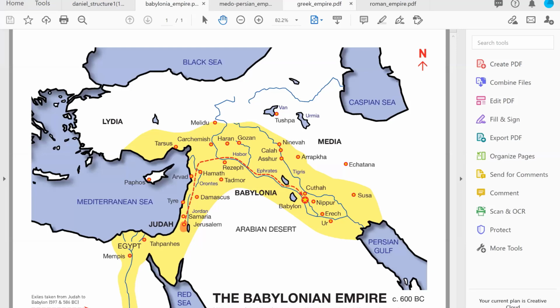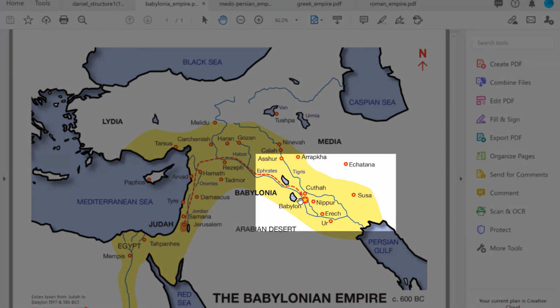So if we go to the Babylonian Empire on our map, you can orient yourself. There's the Mediterranean Sea on the left. The Black Sea is at the top, up north of modern day Turkey. The Caspian Sea is north of modern day Iran. And so now you can see where the Empire of Babylon was. Daniel was still in the Babylonian Empire in this book, even though his vision actually looks ahead.